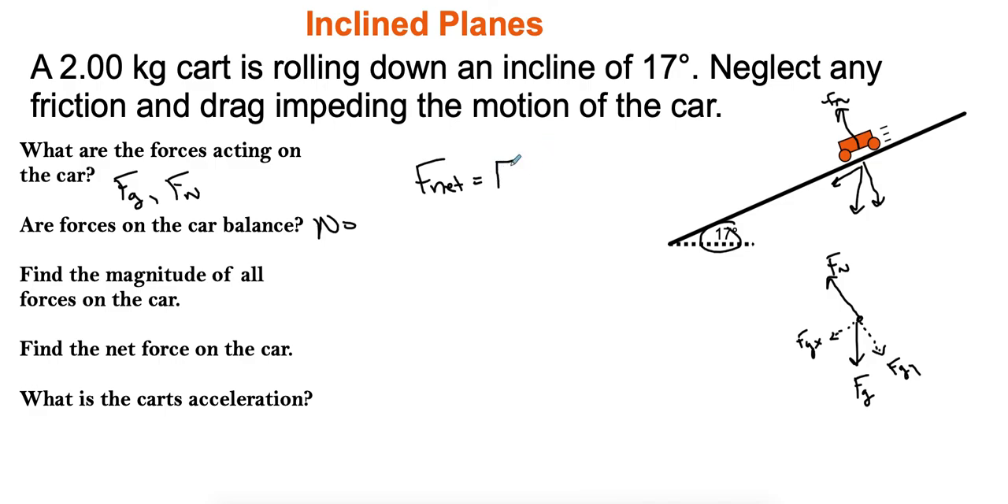So gravity's pulling us down. That's going to be the bigger one. Okay, and we don't have anything slowing us down, so really that's it. We just have our net force is going to be equal to the gravitational component. Okay, so how do we get that right there?